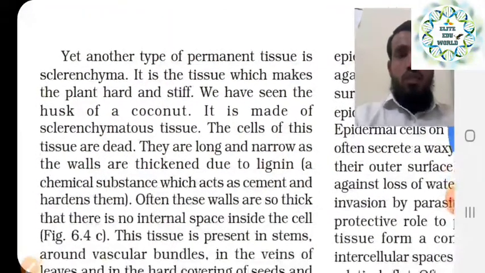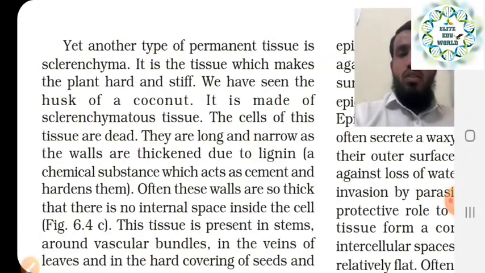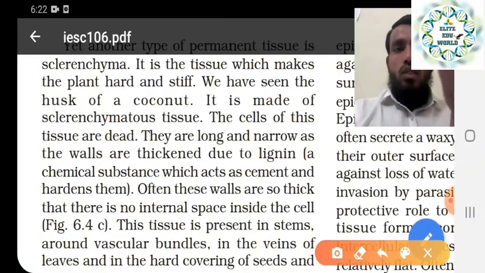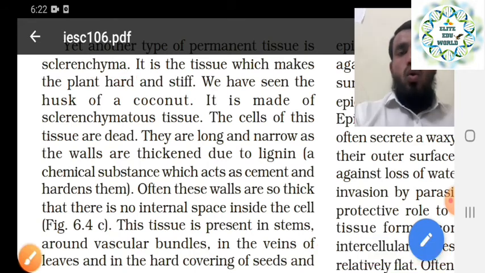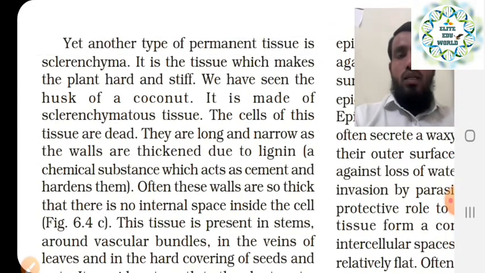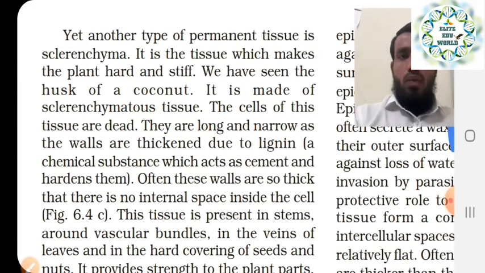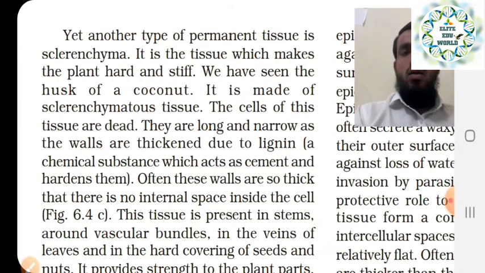Yet another type of permanent tissue is sclerenchyma. So this is the third type of permanent tissue, right? It is the tissue which makes the plant hard and stiff, right? When we see some parts of the plant, they are very hard and very stiff. What is the reason? In that area the sclerenchyma tissues are present, which provide hardness to the plant or the part of the plant. And we have seen the husk of the coconut.